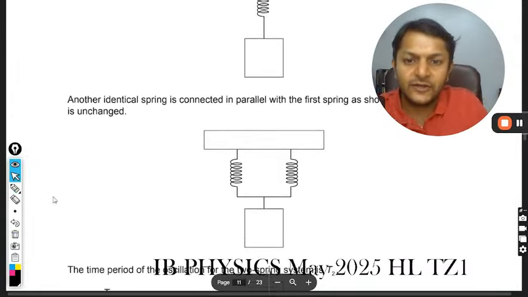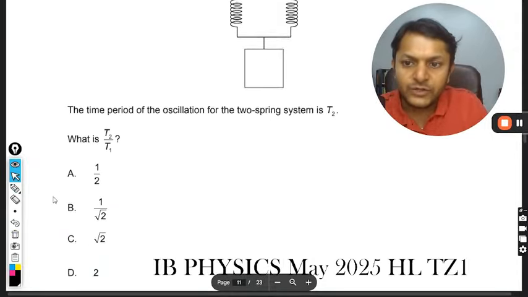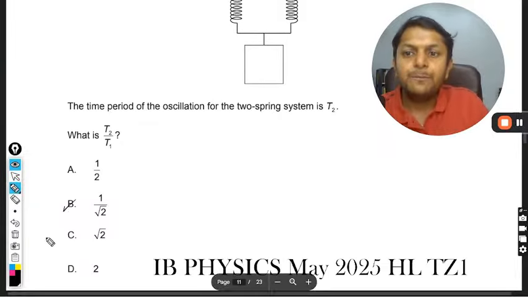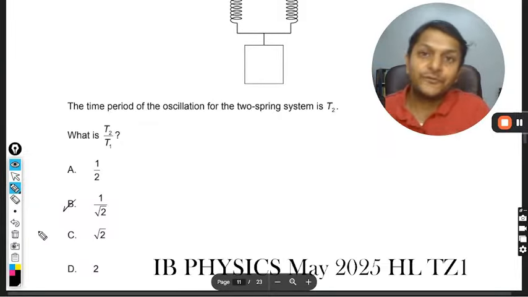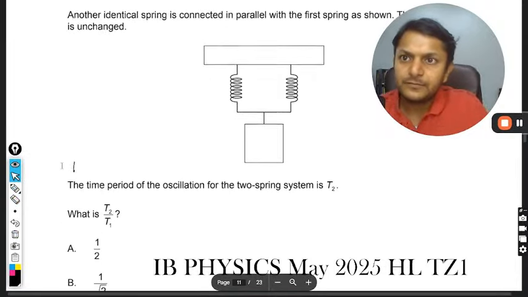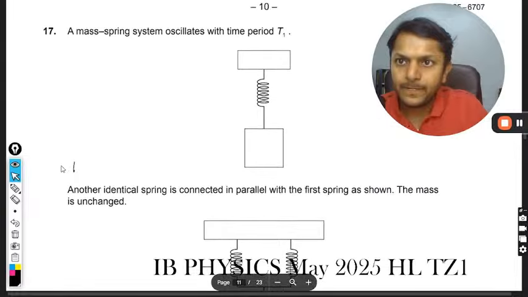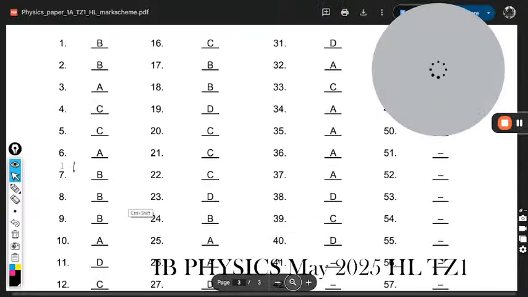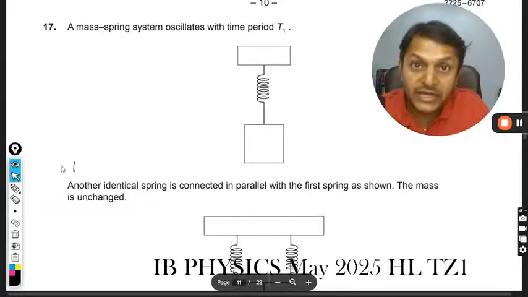Let us see what is the answer in the options. So my answer is 1 by root 2. Clearly, B will be the correct answer for this question. So this is question number 17. Yes, and the mark scheme is also saying that the answer is B for this question.